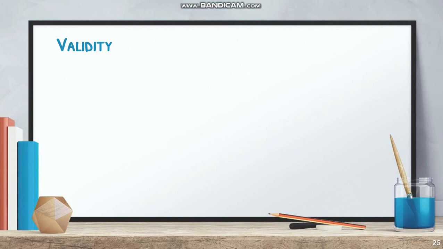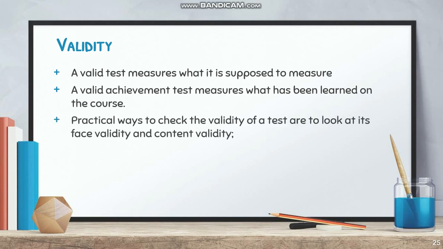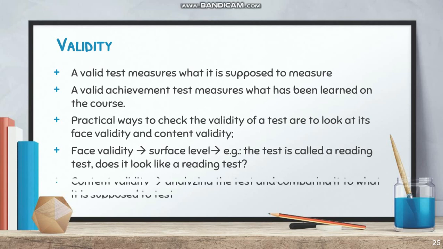While in validity, a valid test measures what it is supposed to measure. Valid achievement tests measure what has been learned on the course. Practical ways to check the validity of a test are to look at its face validity and content validity. What is the difference? In face validity, we are looking at the surface level. In content validity, we analyze the test based on some criteria, or at a deeper level of analyzing the test.